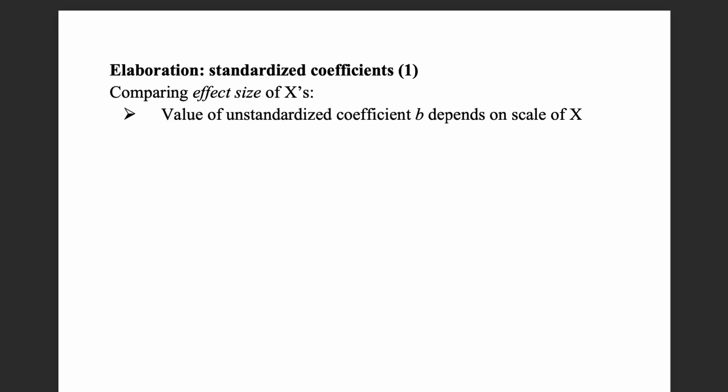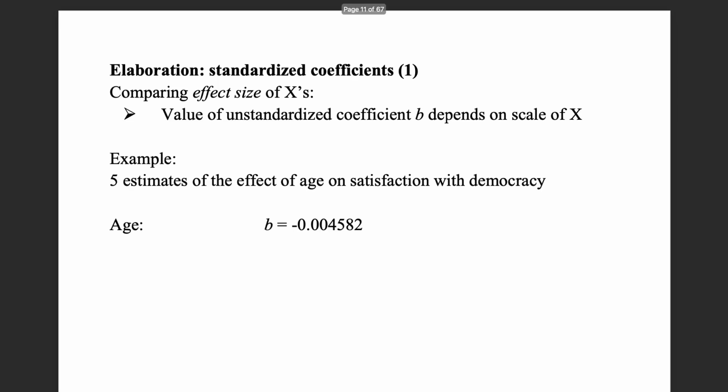Yeah, and there is a problem with trying to do that by looking at the unstandardized regression coefficients, because the value of our unstandardized regression coefficient is expressed in the original scale of the variables that we're working with, which also means it completely depends on that scale. So the value of our unstandardized coefficient, our B coefficient, depends on the scale of our independent variables. And to illustrate that, I have an example.